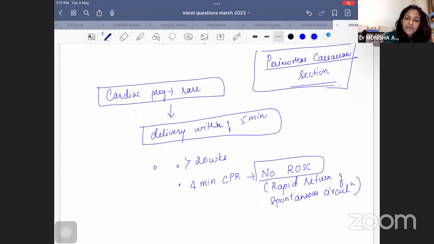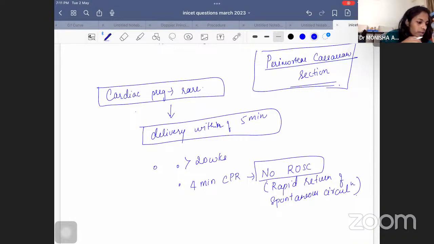More than 20 weeks, 4 minutes of CPR you will give. Still, there is no rapid return of spontaneous circulation. Then it's called, this is a criteria for the perimortem cesarean section. Remember, this perimortem cesarean section is not for the baby. Okay? This perimortem cesarean section is not for the baby.